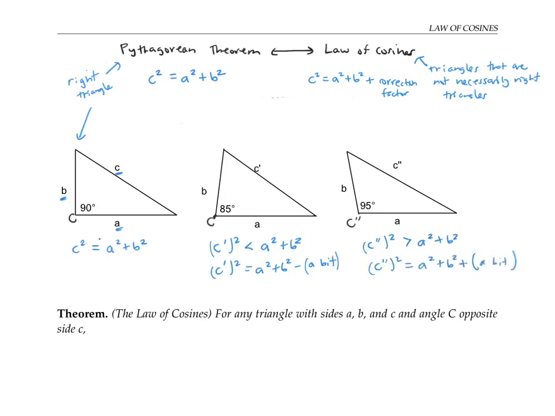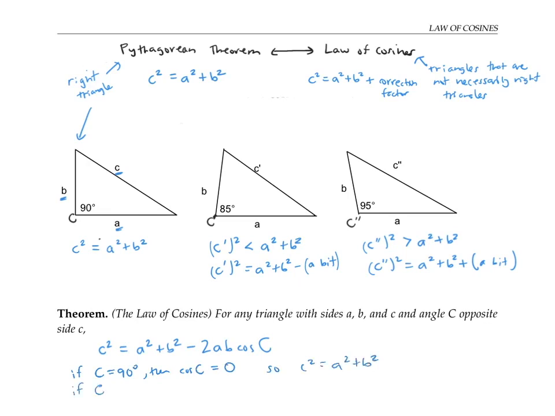The law of cosines says precisely what this little correction factor is. It says that for any triangle with sides a, b, and c, and angle capital C opposite side c, side c squared is equal to a squared plus b squared minus 2ab cosine angle C. Let's analyze what happens in this equation when angle C is equal to 90 degrees, less than 90 degrees, and greater than 90 degrees. If angle C is equal to 90 degrees, then cosine of angle C is equal to 0. So we have that c squared is equal to a squared plus b squared, the ordinary Pythagorean theorem.